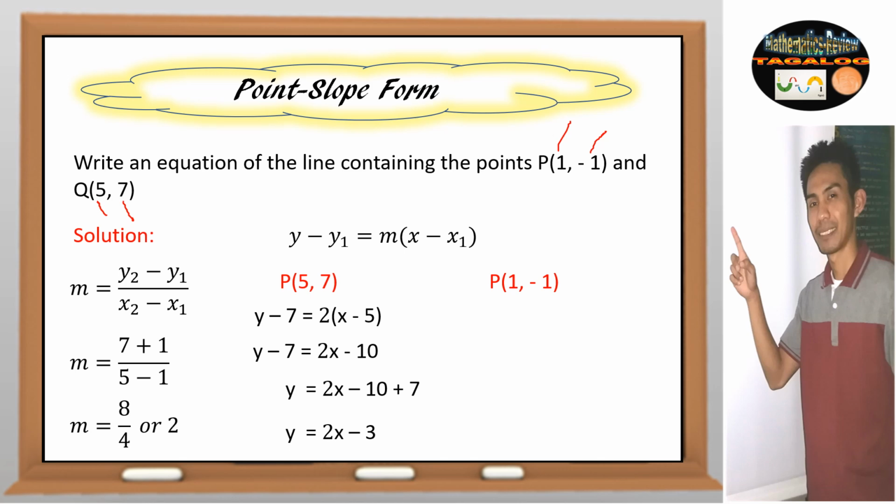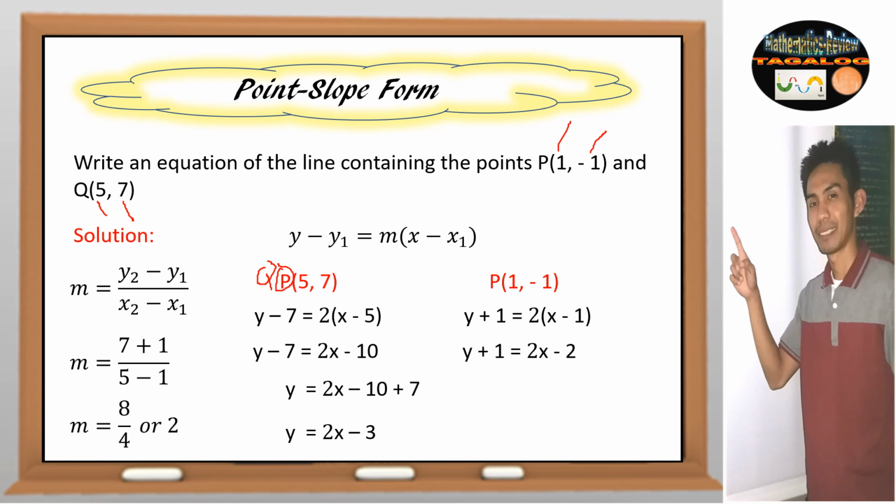Ayan po. Gamit naman ang point 1, negative 1. Halos parehas sila ng letter. Ito po is Q. For correction lang po, Q. Okay. Gamit ang 1, negative 1, substitute natin yung negative 1 for y sub 1 and positive 1 for x sub 1. So, y plus 1 equals 2 times the quantity of x minus 1.